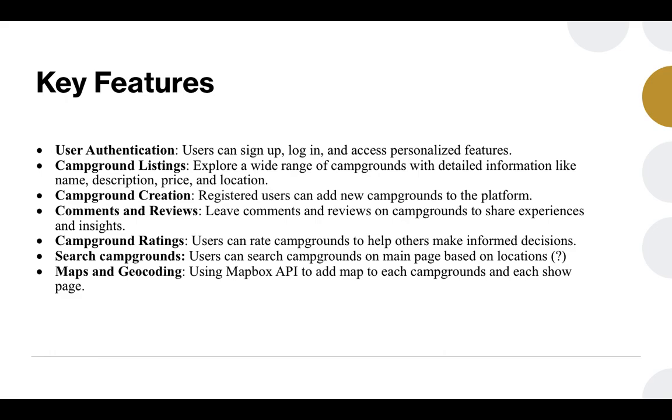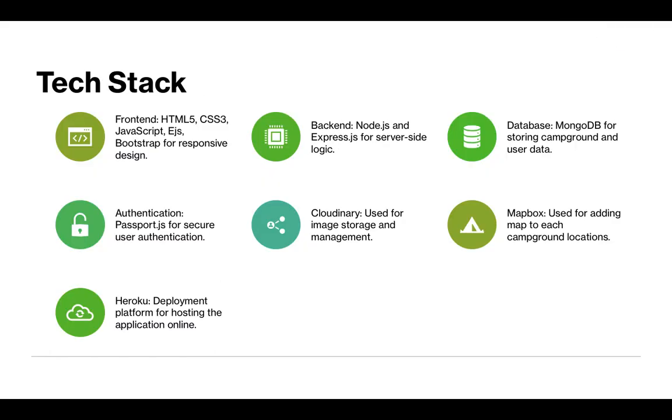And search campgrounds. Users can search campgrounds on the main page based on the location. I put a question mark here because it's part of my challenge for my coding. Mapping and geocoding: you can use the Mapbox API to add a map to each campground's show page.